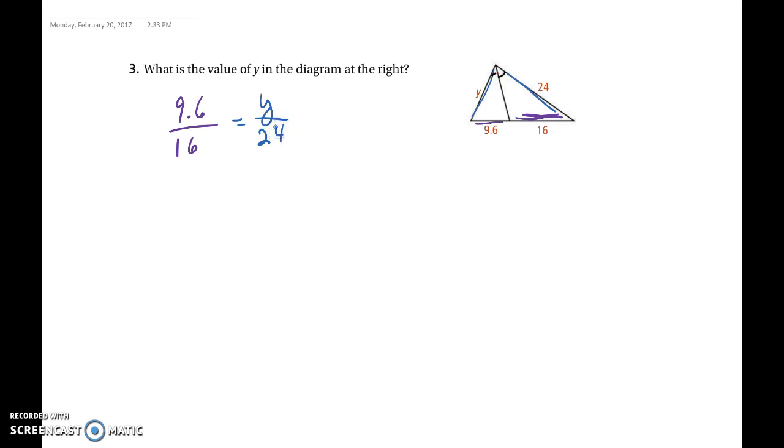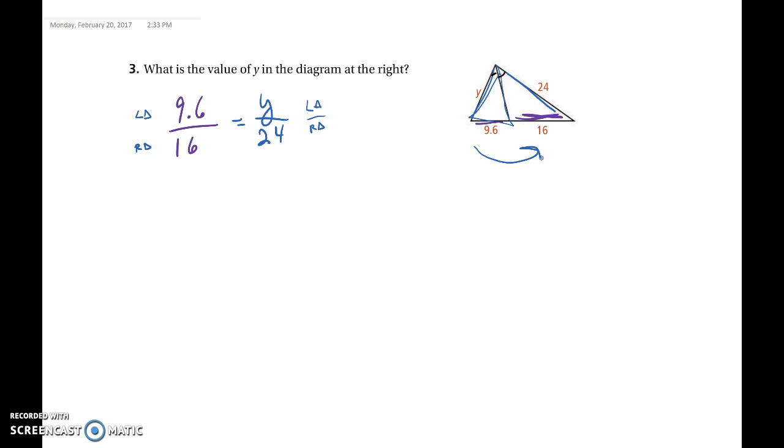Now, when I talk about being consistent, 9.6 is part of this left triangle. So when we created this first ratio, we did left triangle over right triangle. When we created the second ratio, we had to stay consistent. We had to stay left triangle over right triangle. We couldn't all of a sudden say 24 over y, because then we weren't being consistent in the way that we were comparing them from this triangle to the right one.